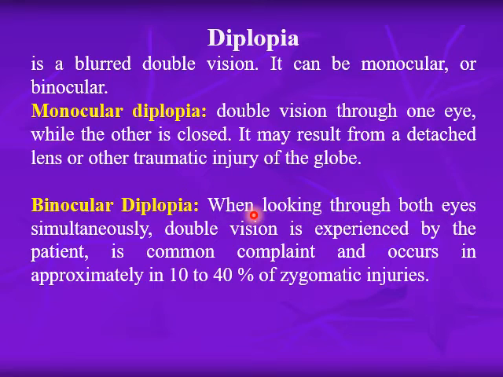Binocular diplopia is the most commonly happening with zygomatic complex fracture. It may result in 10 to 40% of zygomatic injuries. Binocular diplopia is diplopia when looking through both eyes. It results mainly from asynchronous movement of the muscles. There is no synchrony between the movement of the two eyes. So the main cause is trauma to the extraocular muscles of the eye.